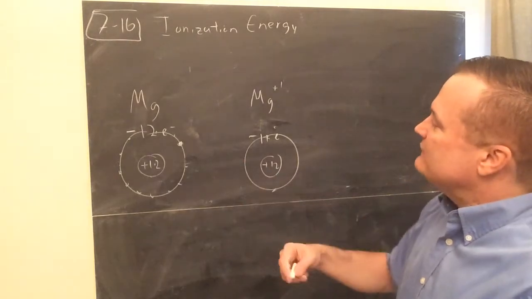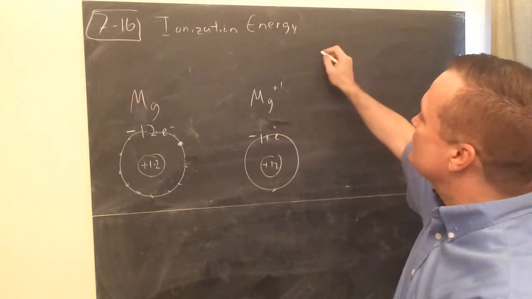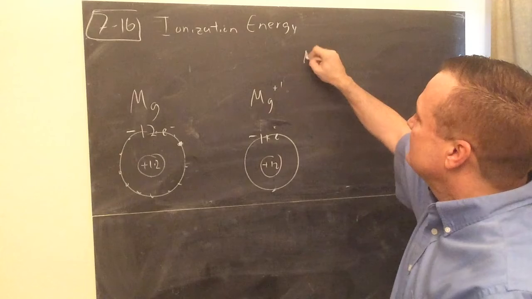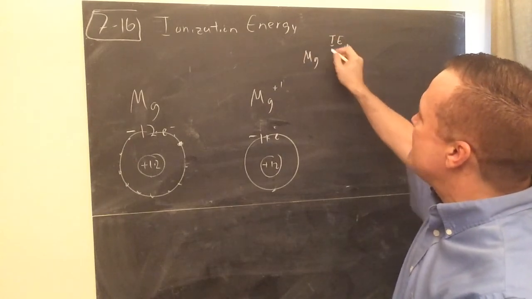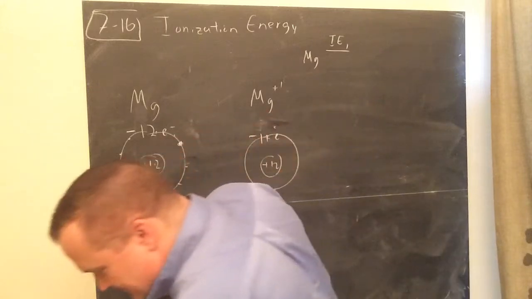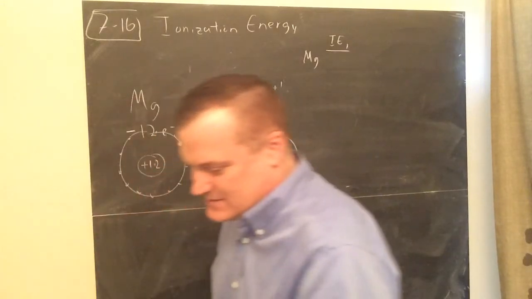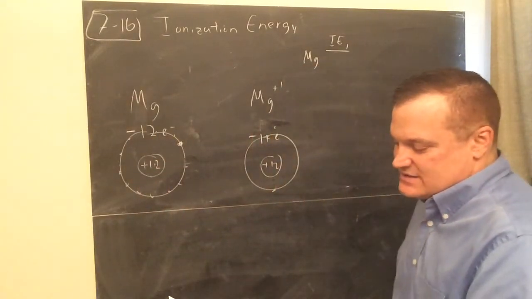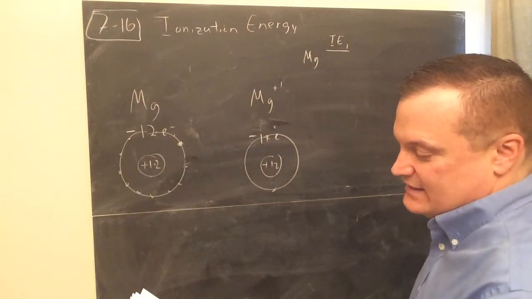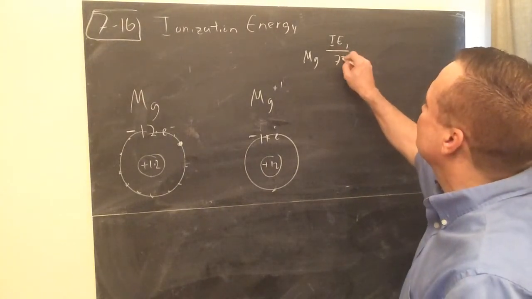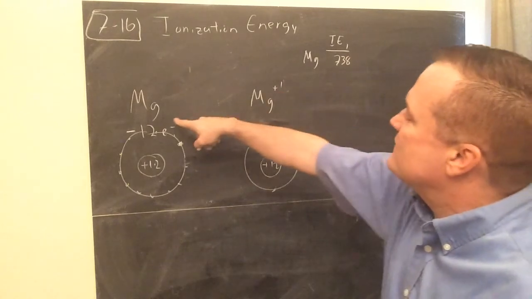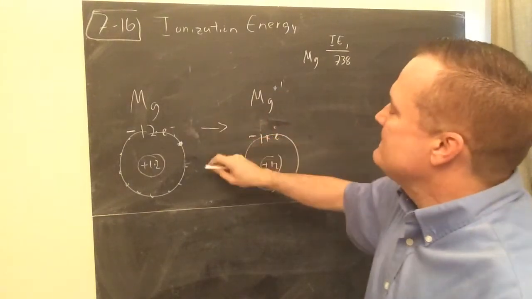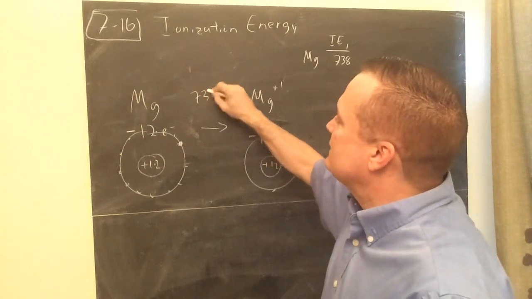Well, the amount of energy that I need to add is called the first ionization energy, IE1, the first ionization energy. Now for magnesium, and I know there's one wrong number in these notes, unless I fixed it, it says 738 kilojoules per mole. All right, if I want to take away 1 electron from magnesium, what it means is I'm going to add 738 kilojoules.